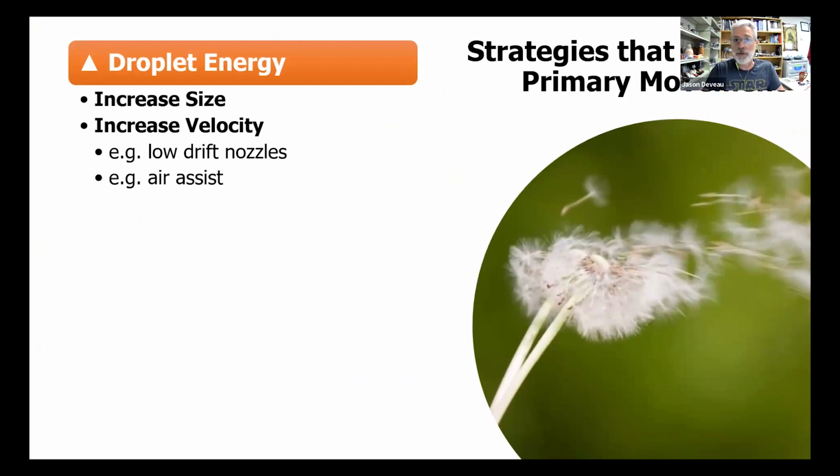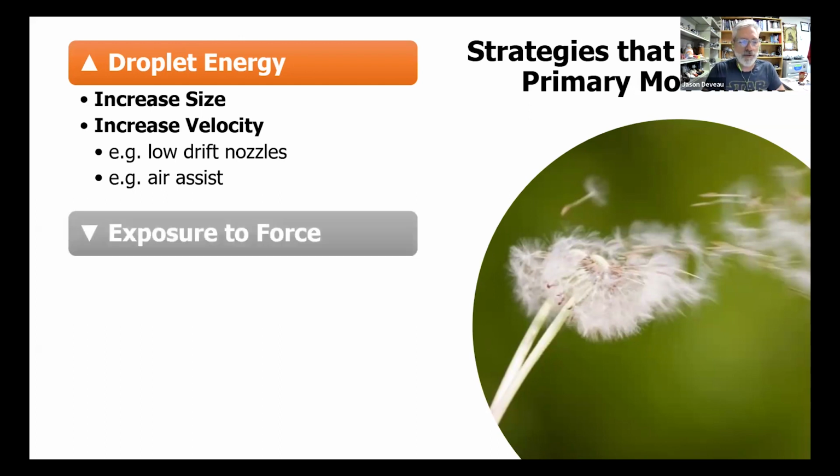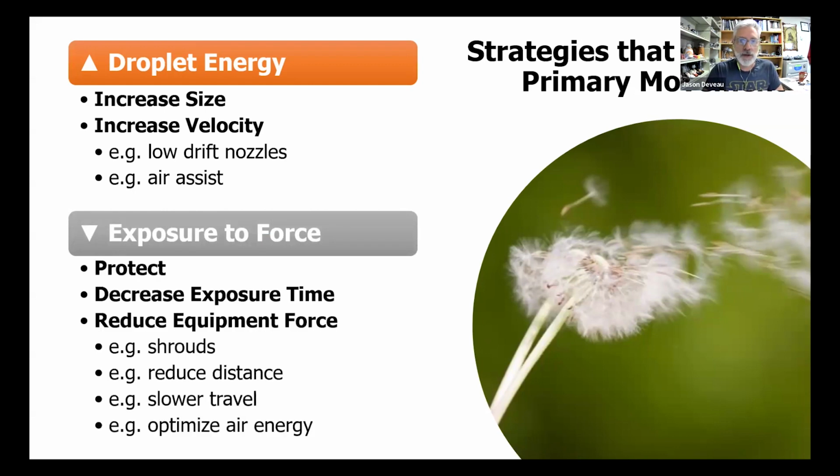And you can do that with low drift nozzles, like air induction nozzles that tend to make droplets coarser, or you could use something like air assist, a technology that blows the droplet where it needs to go, speeds it up, helps fight outside forces. Or maybe you reduce the exposure of that droplet to some outside force. You can protect it, or you can decrease the amount of time that it is exposed to some force, or maybe reduce the equipment force and how it's acting on it.